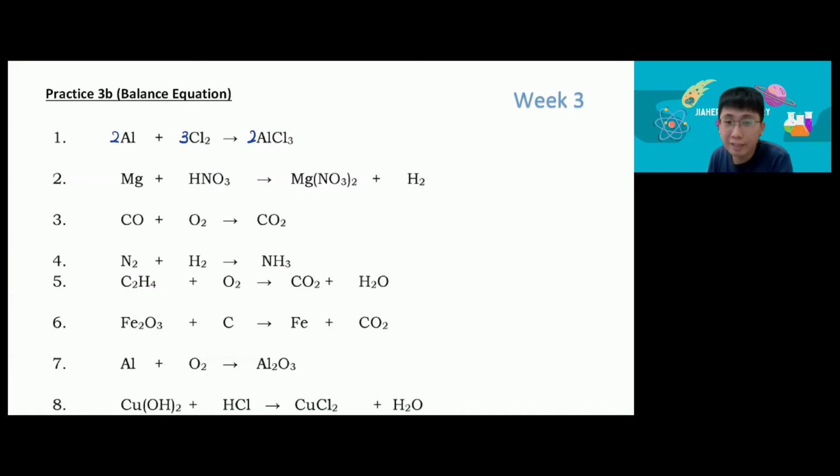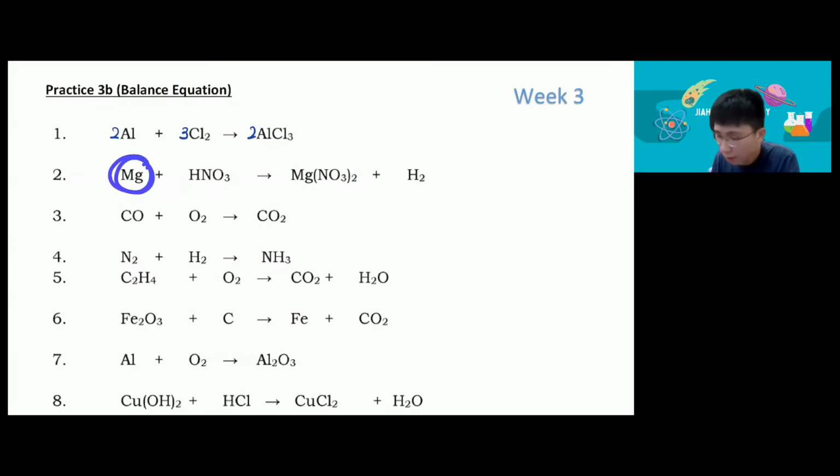So I will do a few more examples and I will leave some questions for you guys for your own practice. For the next one, I have Mg plus HNO3, which will give Mg(NO3) bracket 2 plus H2. For this case, you see, I have 1 Mg and 1 Mg, so magnesium is supposedly okay, settled already.